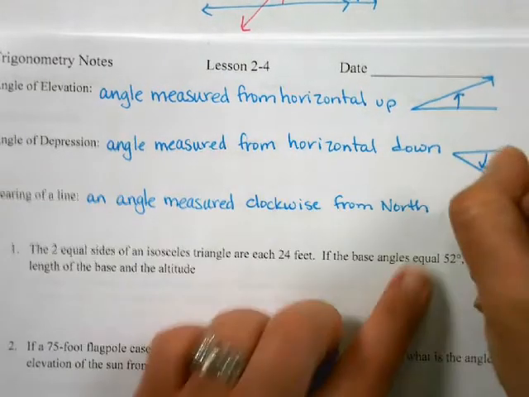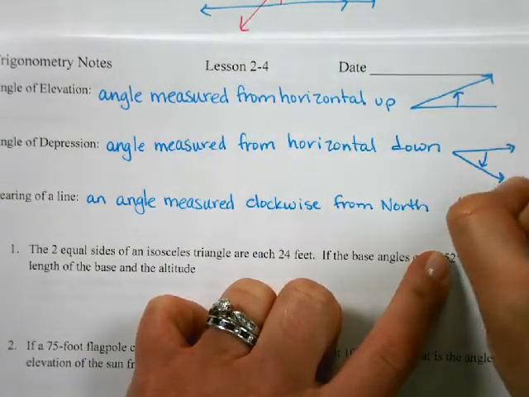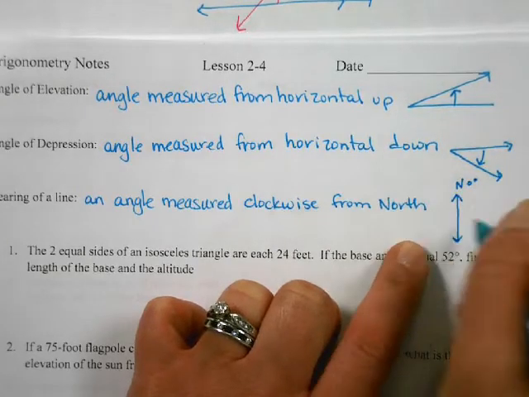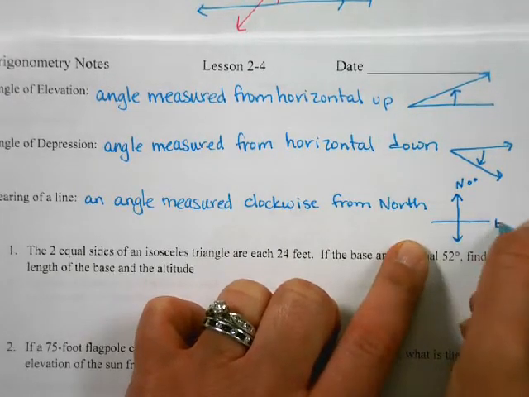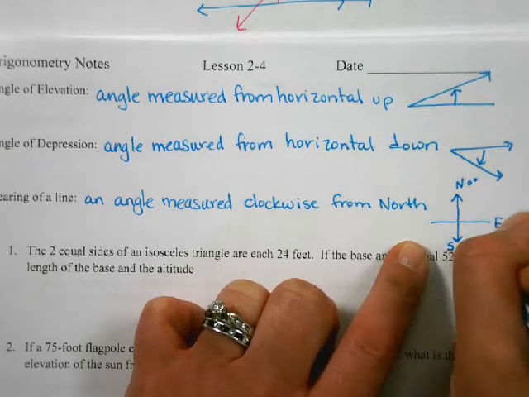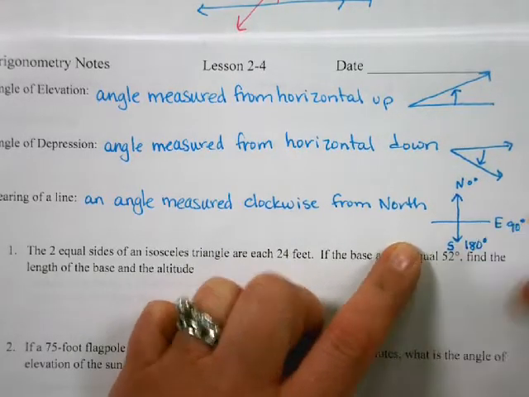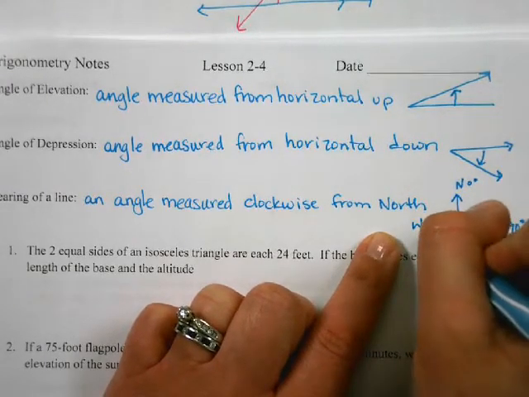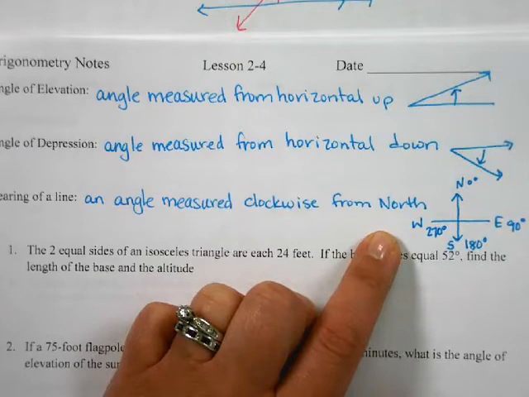All right, so I'm going to draw you a compass rose, if you will. North is 0 degrees. East is 90 degrees. South is 180 degrees. And the west is 270 degrees.